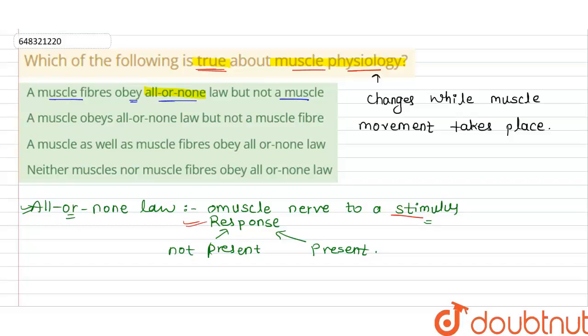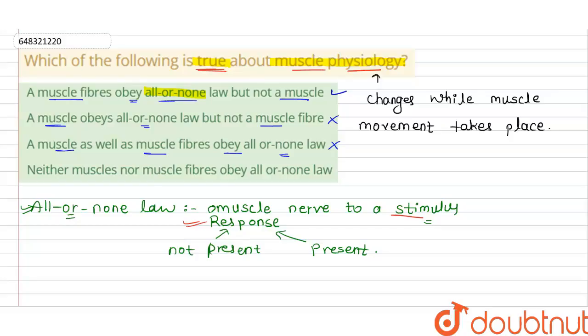So this statement is true, that a muscle fiber obeys the all or none law but not the overall muscle. Next option: muscles obey the all or none law but not a muscle fiber. This is completely opposite of the first statement, that's why this is wrong. Next: a muscle as well as a muscle fiber obey the all or none law. Both do not obey this law, only the muscle fiber obeys this law. So that's why this is also wrong.